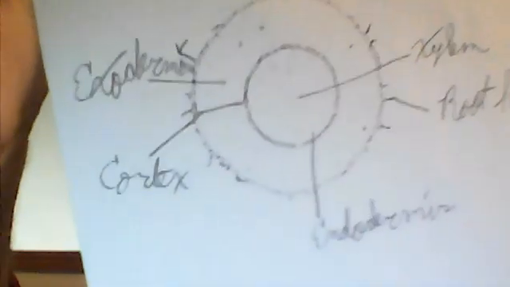Exodermis, which is outside, and you got the cortex.